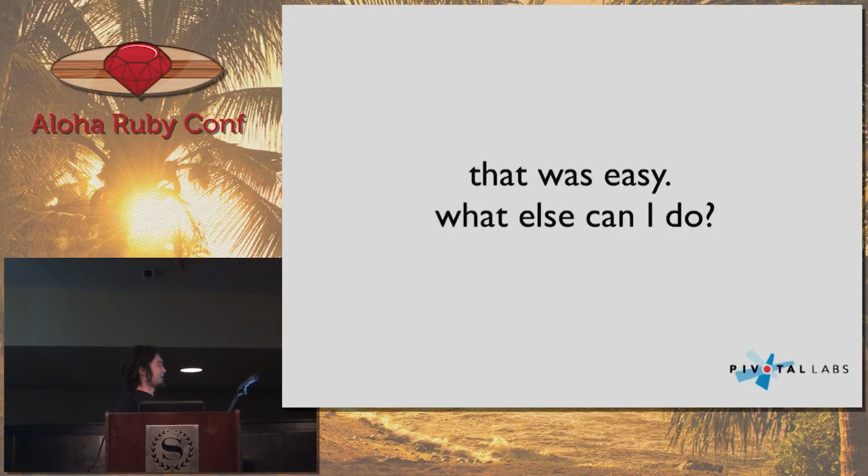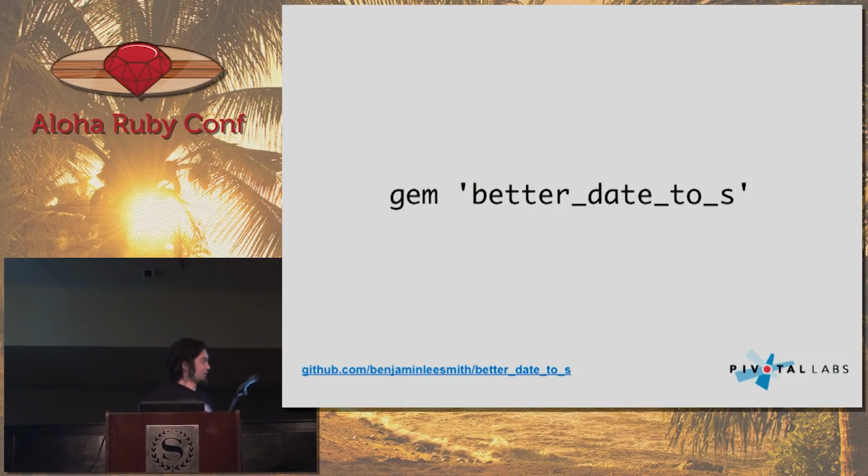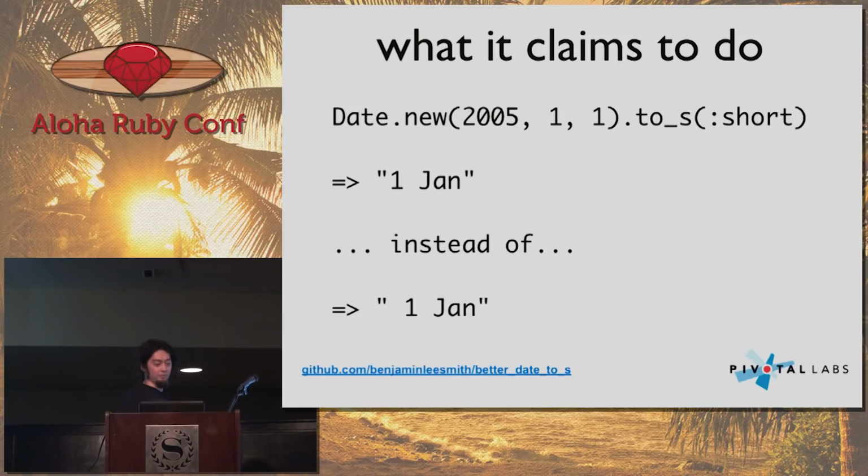What else can I do? I have database access. I have usernames and passwords. What else? I wrote another gem, better date 2s. And what this one claims to do is it takes the date formats of Rails and strips out the extraneous white space. So you see that bottom line has an extra white space, gets rid of that. Kind of annoying thing that Rails does with its date formats.